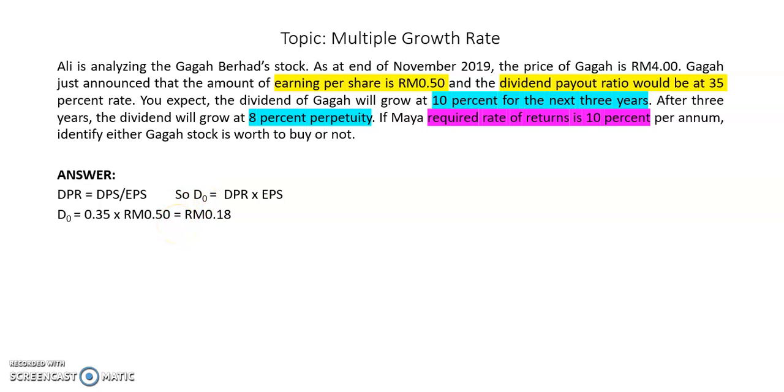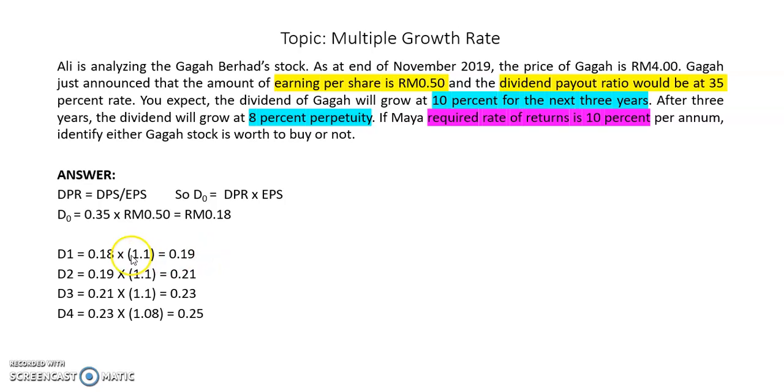Next we will calculate D1. D1 is equal to D0 times 1 plus G. Here D0 is 18 cents times 1 plus G, where G is 10%. For the next 3 years, the dividend grows at 10%, that's why 1 plus 0.1 equals 1.1. So 0.18 times 1.1, you will get 19 cent. Then we continue to calculate D2, D3, and D4. Remember, for D1, D2, and D3, the growth rate is 10%, that's why the value here is 1.1.